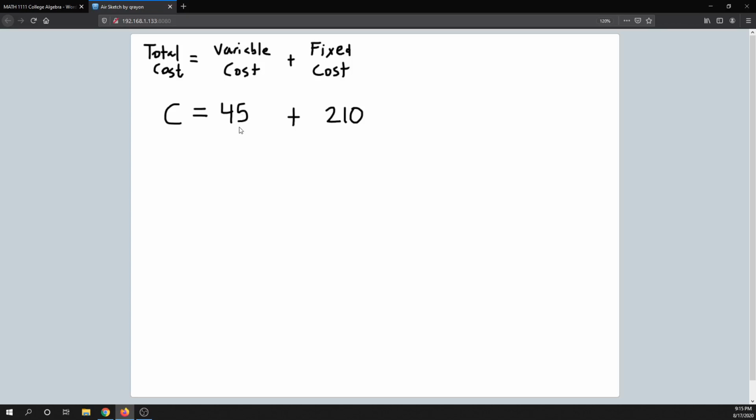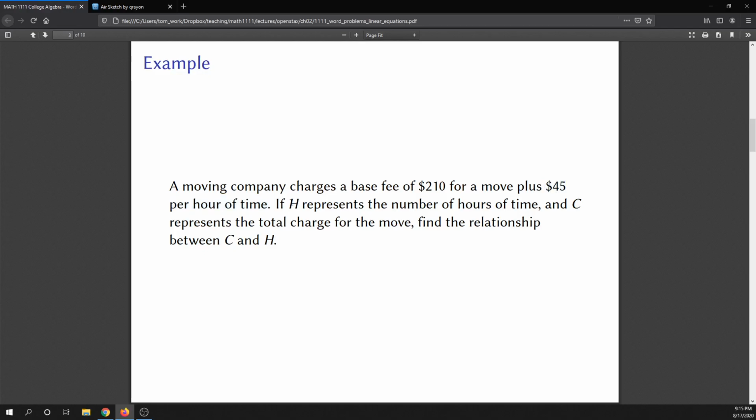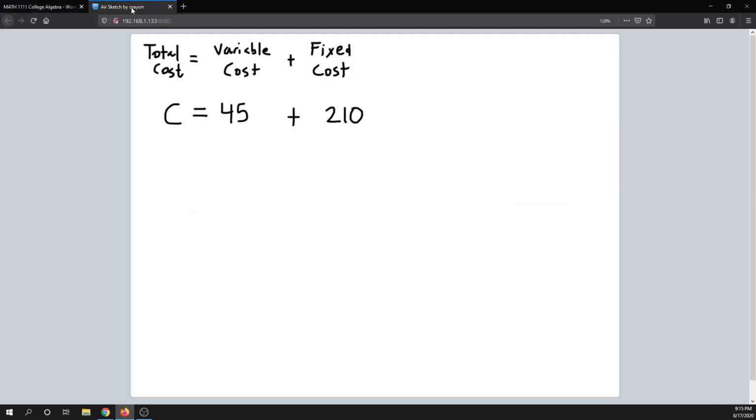If you think about how that works, what you're doing there is taking 45 and multiplying it times the number of hours to find that variable cost. Here in the problem, they tell you H represents the number of hours of time. So algebraically, that would just be 45H like this.